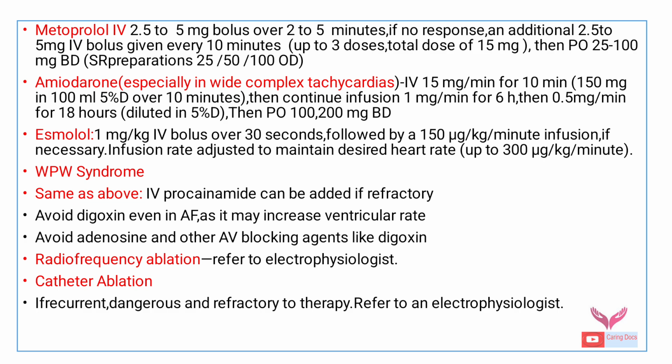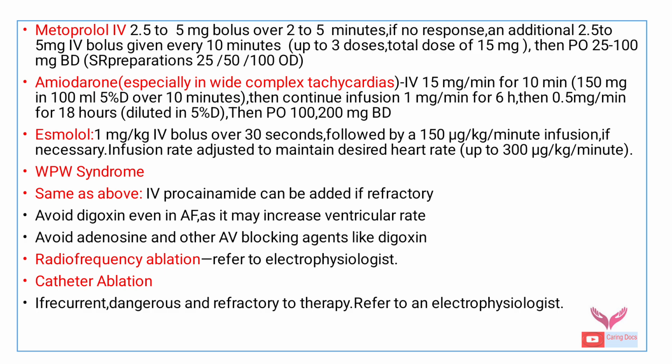Amiodarone can be given in wide complex tachycardia IV 15 milligram per minute for 10 minutes, that is 150 milligram in 100 ml, 5% dextrose over 10 minutes. Then continue infusion 1 milligram per minute for 6 hours, then 0.5 milligram per minute for 18 hours, diluted in 5% dextrose. Then per orally 100 milligram or 200 milligram BD can be given.